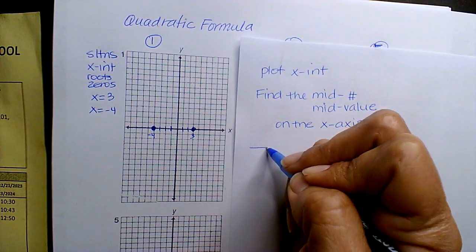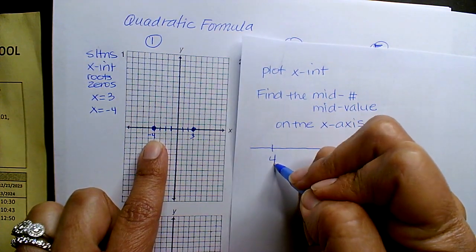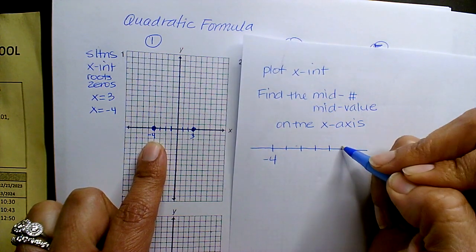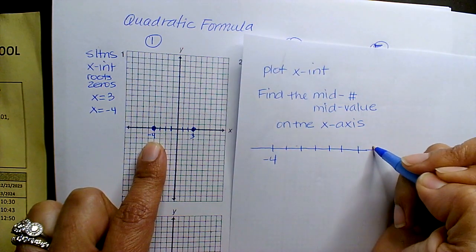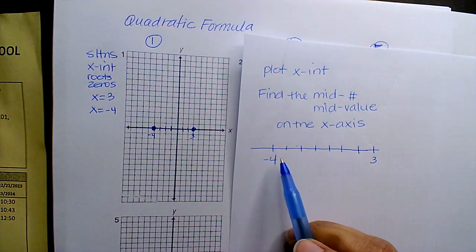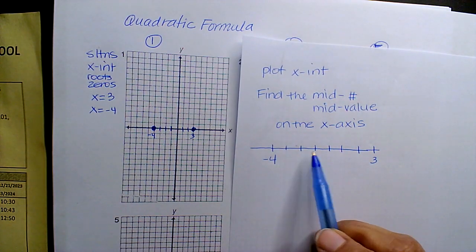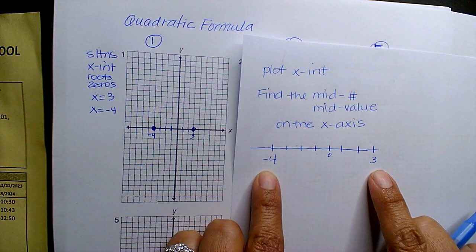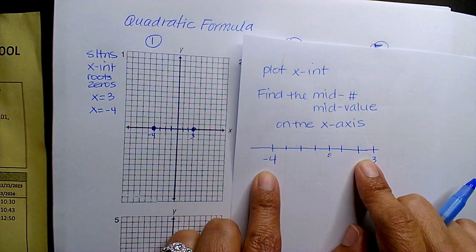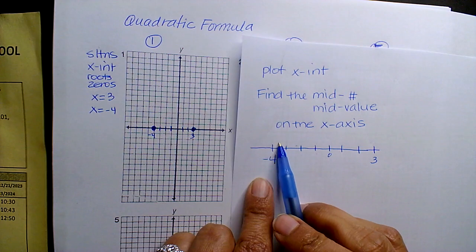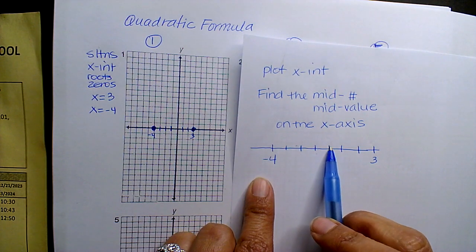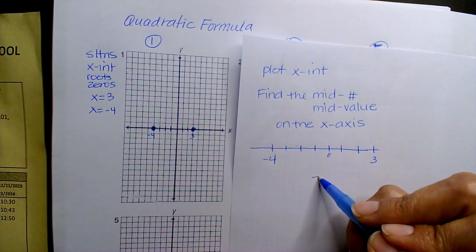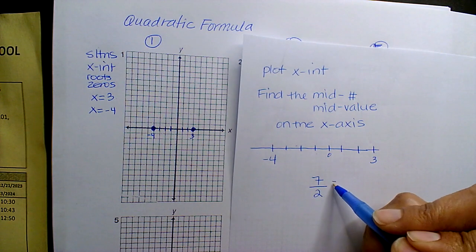If I look at my number line and I have -4, that would be -3, -2, -1, 0, 1, 2, 3, right? So it's -4, -3, -2, -1, 0, 1, 2, 3. Okay, how many units apart are they? 7. Very good, right? Because I would go 1, 2, 3, 4, 5, 6, 7. Okay, they are 7 units apart. What is half of 7?